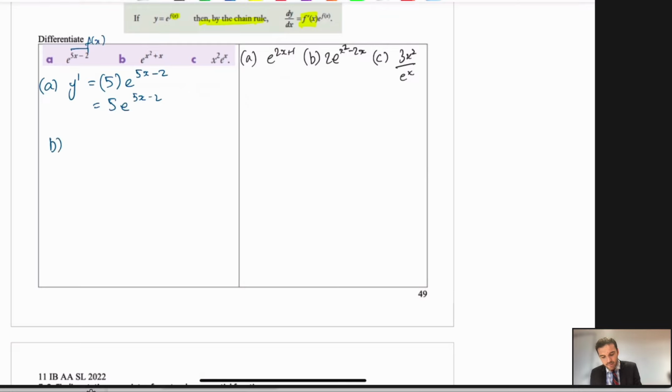Let's do b now. We can see that we need to differentiate x squared plus x, bring it to the front, so 2x plus 1 e to the x squared plus x. We're done. Let's have a look at c.